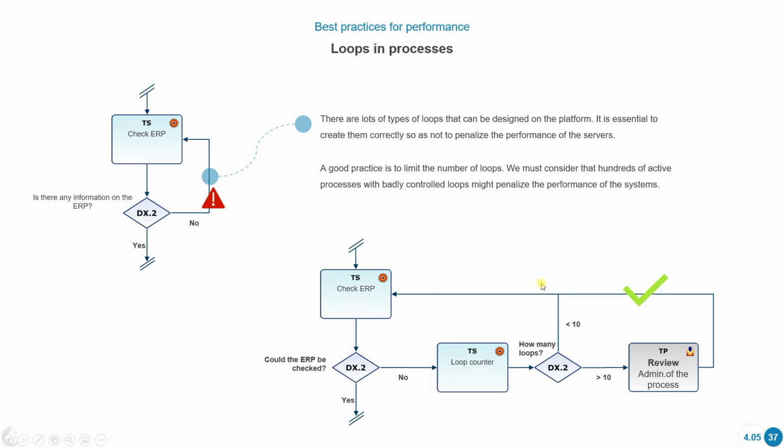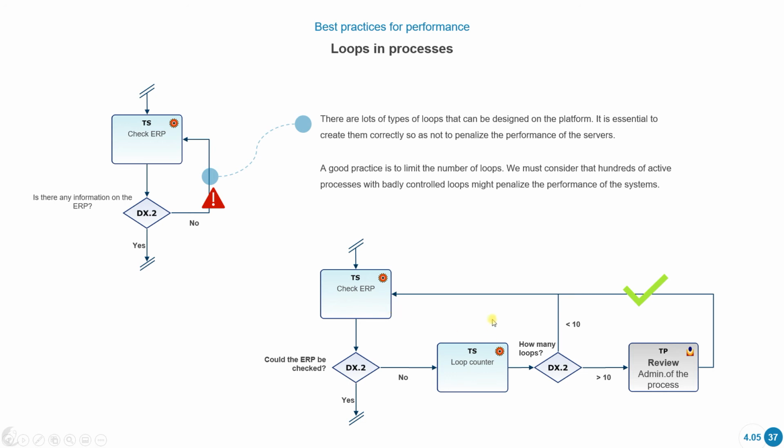So what I recommend is we always create controls. We have to create loop controls in order to control that this isn't happening. We can create loop controls with human intervention, or we can create loops with automatic controls or automatic intervention of the system. For example, each time there's a loop, I could put a time event. I could ask the system, wait 1 minute. Maybe the ERP isn't ready yet, so wait a minute. And after that minute, try it again.